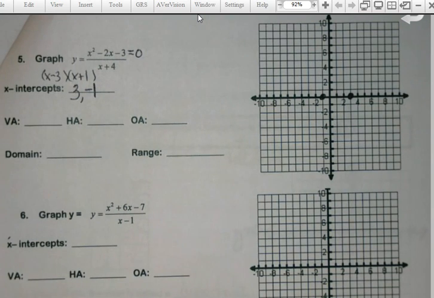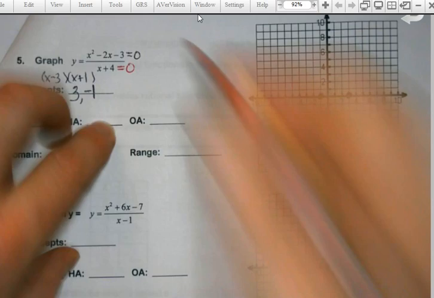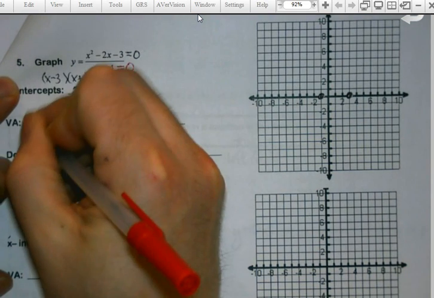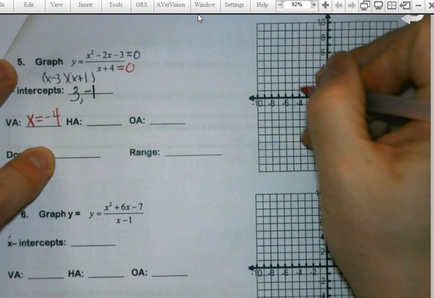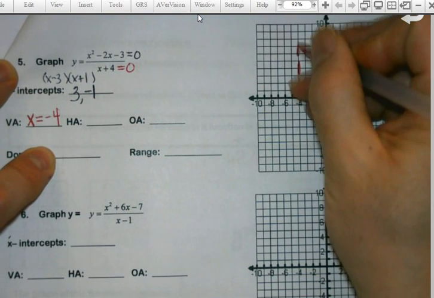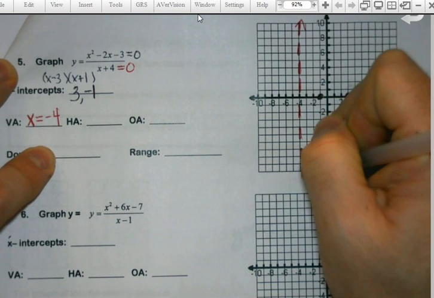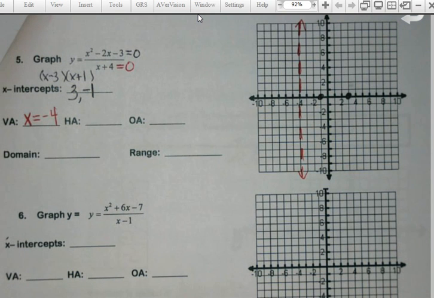Vertical asymptote, set the denominator equal to 0. So that one actually is pretty straightforward. So x is going to be at negative 4. So I'll get that drawn in. Now is when the fun starts.